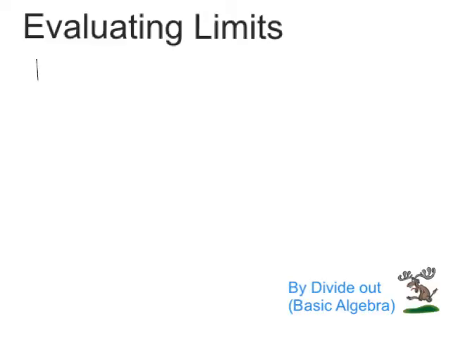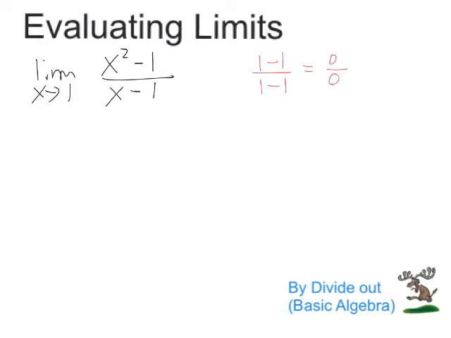Let's say we're asked to find the limit as x goes to 1 of x squared minus 1 over x minus 1. Now, first, of course, we'll try direct substitution, and we get 1 minus 1 over 1 minus 1, which is 0 over 0, and we're not allowed to divide by 0, so we can't do that. So we're going to try some basic algebra, and I say divide out because oftentimes we have a fraction, and there's something that divides out.